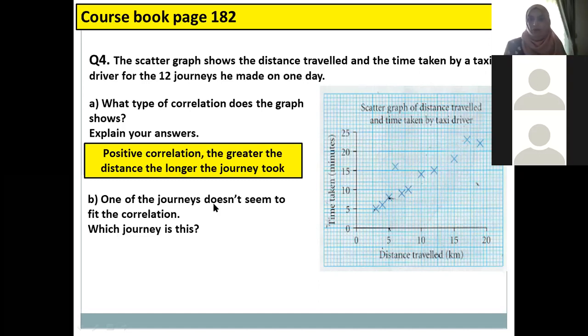Which journey? How long was the distance? And how many minutes did it take?